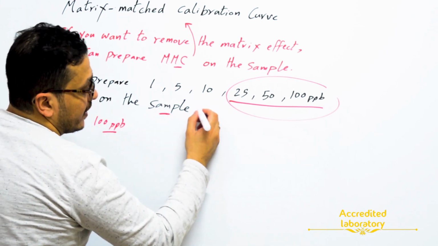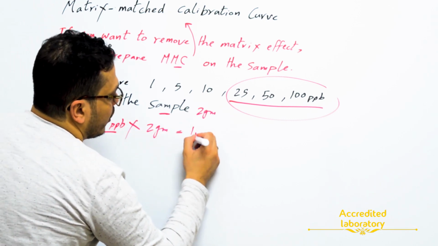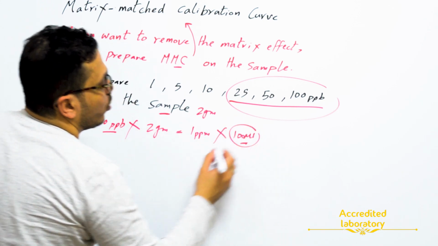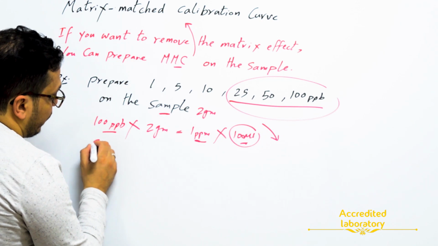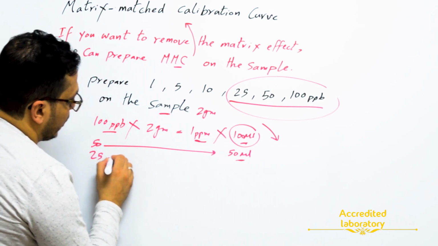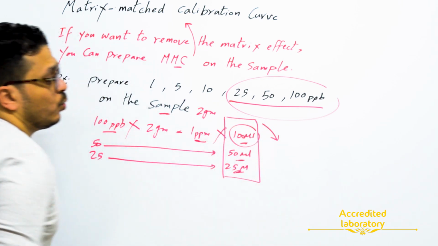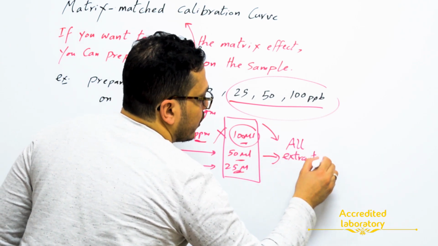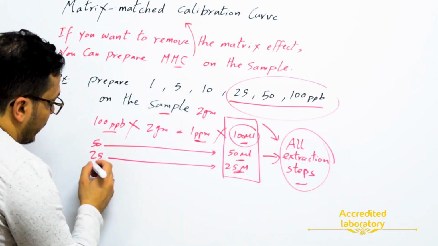And you will take from the sample in this method 2 grams as an example. So for 100 ppb in a 2 gram sample from a 1 ppm standard, you want 100 microliter. You will add 100 microliter from the 1 ppm standard to the sample. For 50 ppb, it will be 50 microliter. For 25 ppb, it will be 25 microliter. And these standards will go through all extraction steps. You will add them from the beginning of your extraction method.